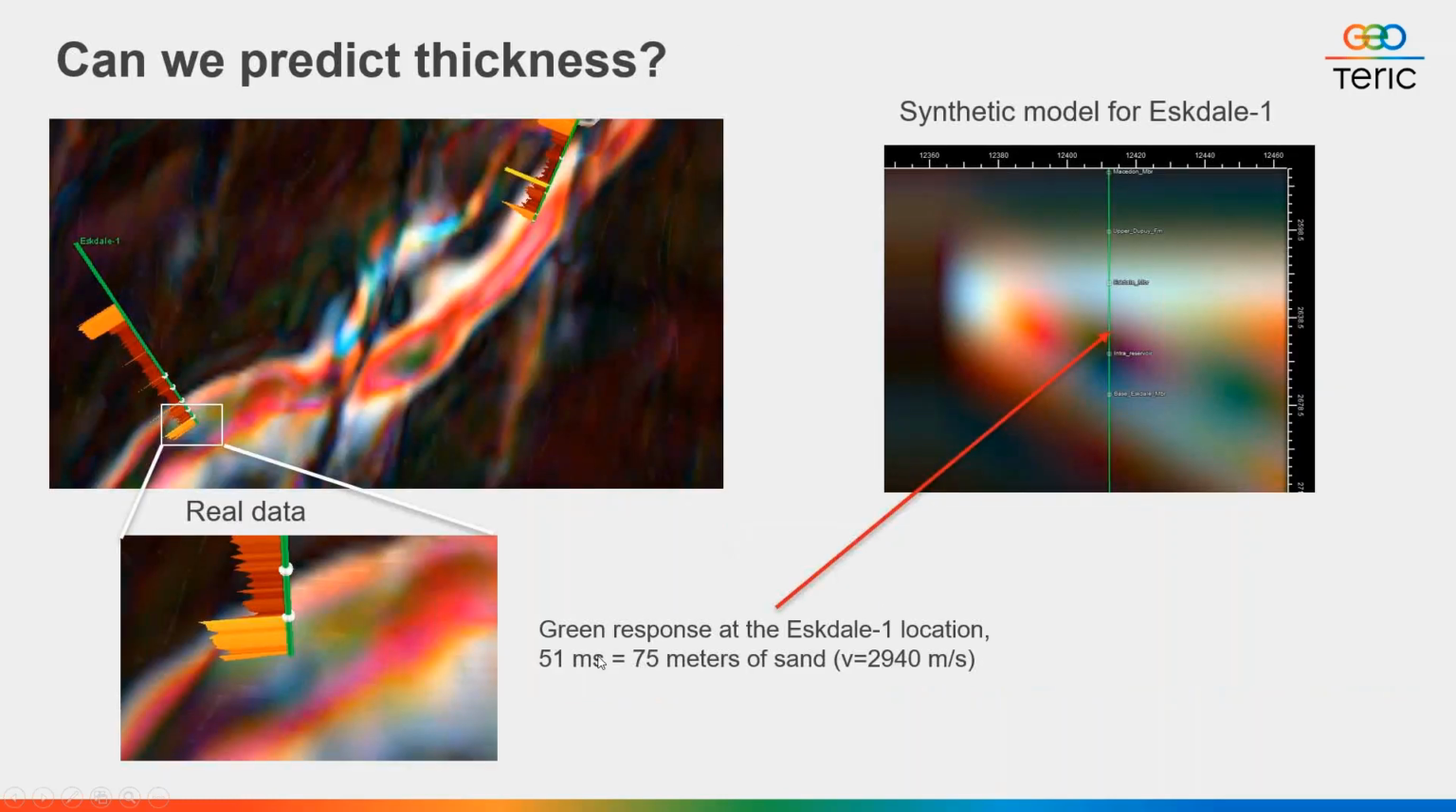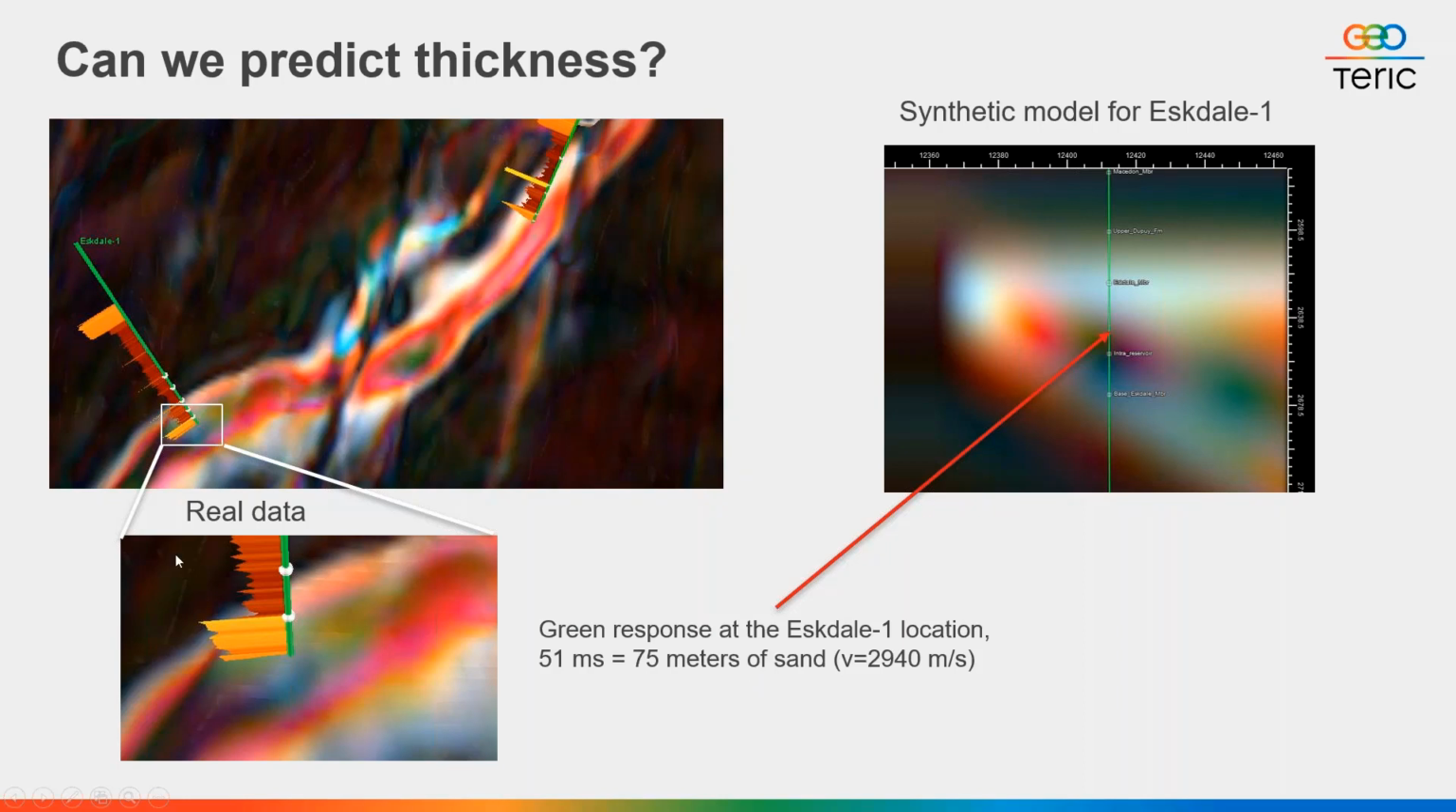So now taking this a little bit farther and looking at a time slice, a horizon slice as we were looking at before. So here we've got the Esdale-1 well, which, as I mentioned, had this bluish, greenish response, which matches with our model. So that thickness there at our well location was 51 milliseconds, which, using the velocity that was measured in the well, corresponds to 75 meters of sand.